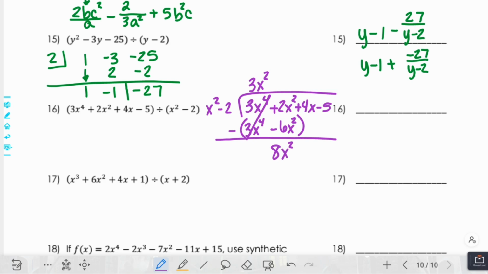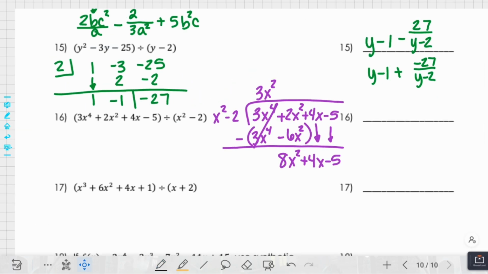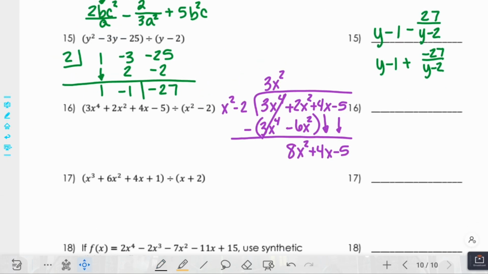Now you have to multiply that x squared. We're going to bring down the rest of this real quick. So 4x. And I'm going to go ahead and bring down that negative 5. You've got to multiply your x squared out here on the left, your divisor, by 4. Whoops. Let's try that again. So go ahead and multiply by 4. That's going to give you 8x squared, and that's going to give you minus 8.